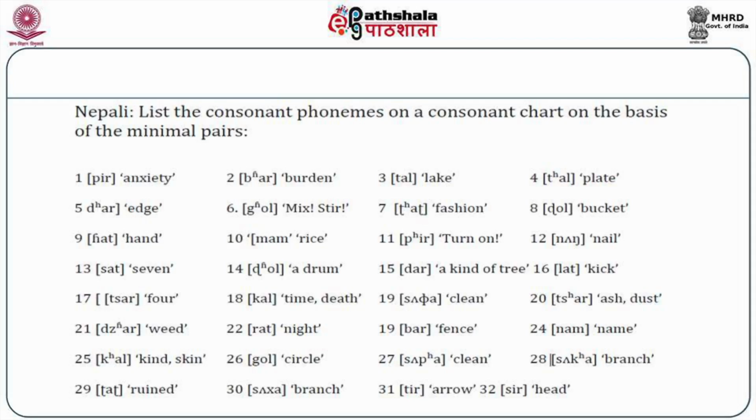When you go through the data, you find that it contrasts with the word number 11, namely pir, which means turn on. So pir, anxiety, pir, turn on are minimal pairs, and they help us establish that p and p are phonemes in the language. Now, how do we go about the whole exercise of establishing the phonemes of a language? The steps we take are the following.